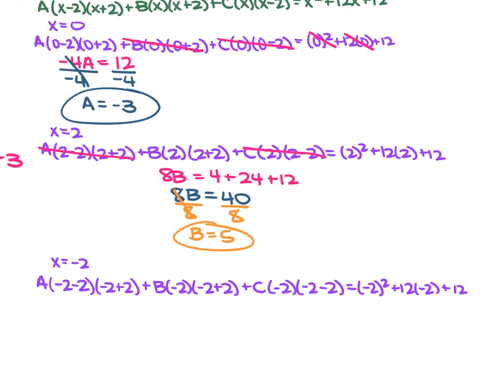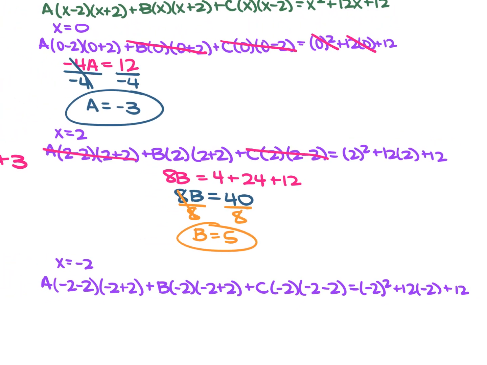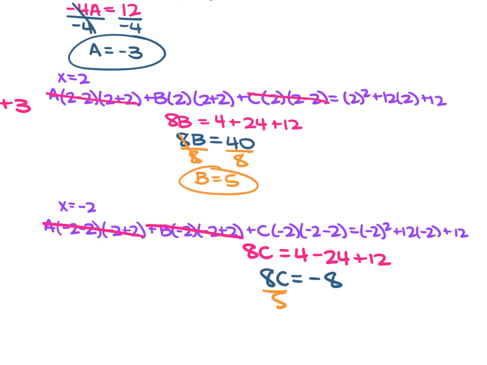So from here, we're going to simplify. Your negative 2 plus 2 that's being multiplied by that a is 0, so it cancels out a. Again, the negative 2 plus 2 that's multiplying by b is 0, so that cancels out b. For c, you have negative 2 minus 2, which is negative 4. Negative 4 times negative 2 is 8, and c. On the right side of that equal sign, you have negative 2 squared, which is 4. The 12 times negative 2 is negative 24, and then that 12 drops down. So you have 8c is equal to negative 20 plus 12, which is negative 8. Divide each side by the 8, and you get that c is negative 1.